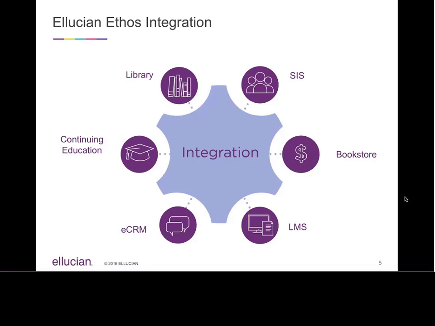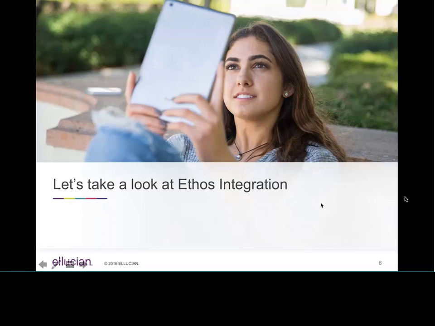So the Ellucian Ethos integration allows you to very easily administer and define what applications get plugged into the system, what resources they're authoritative for, what resources they want to consume, as well as how they can talk to the various other APIs should they need to ask specific questions. Let's take a quick look at the administrative console for Ethos integration, and then a quick demo on publishing information and consuming information through Ethos integration.